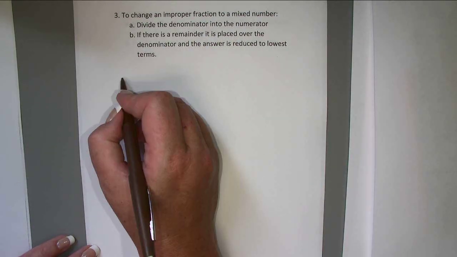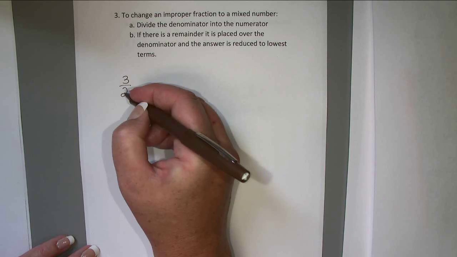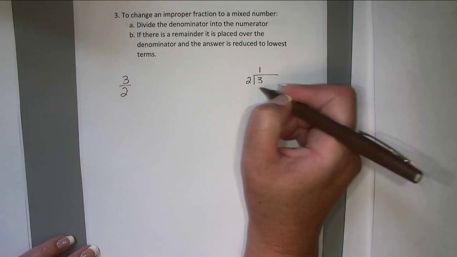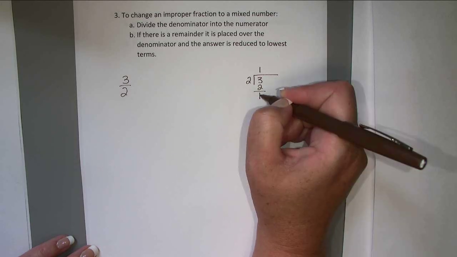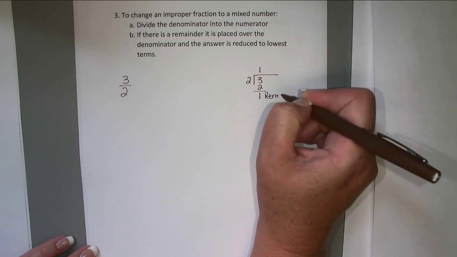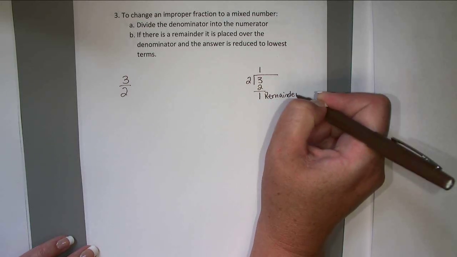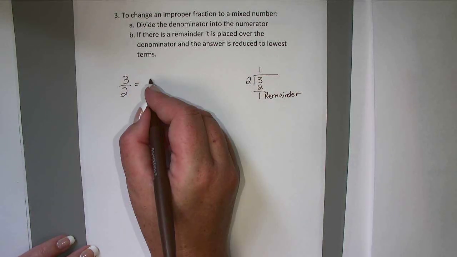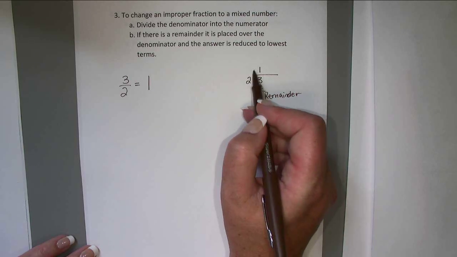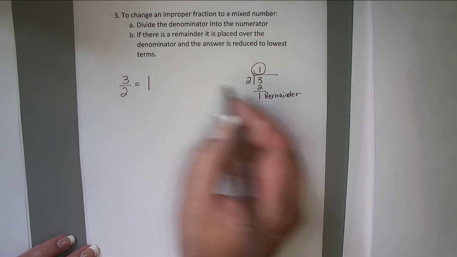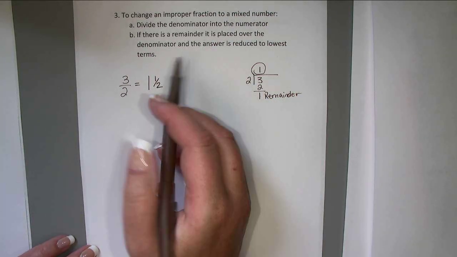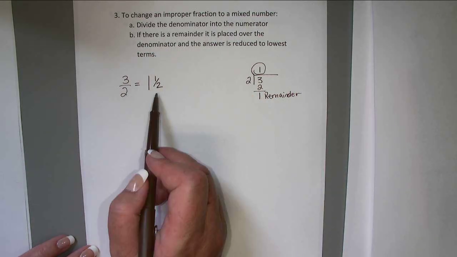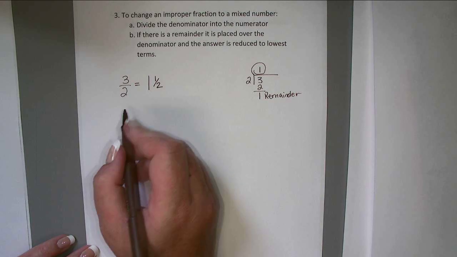So for example, 3 over 2: 2 goes into 3 once. If we subtract, we have a remainder of 1. That's what's left over when we take 2 out. So our mixed number would then be 1 because there's 1 whole, and then the remainder is 1/2. If there is a remainder, it is placed over the denominator. The denominator was 2, so the remainder is placed over the denominator.